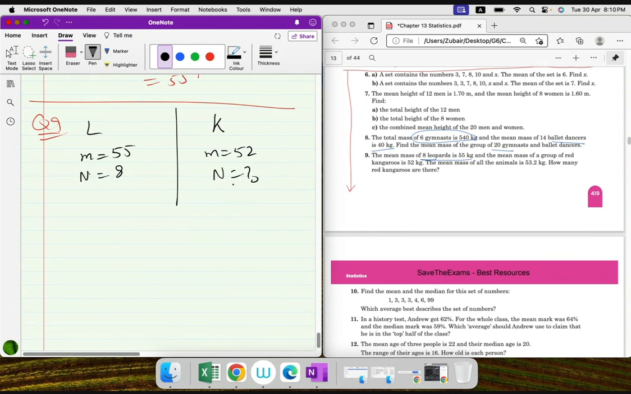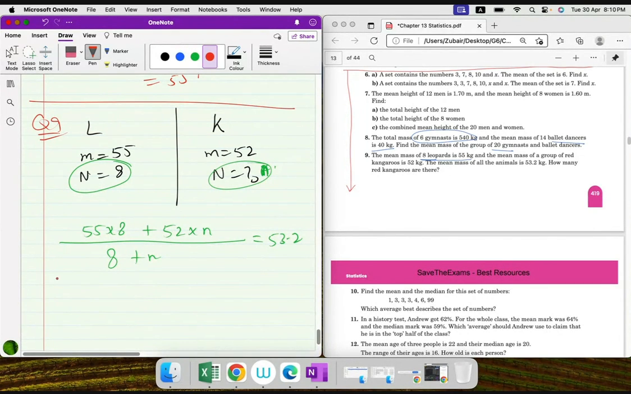Whenever we are talking about combined mean, we need to write the total in the numerator. So for the leopards, 55 into 8 will be the total. Let's say the unknown is x or n. The total for kangaroos is 52 into the total number of kangaroos, divided by the grand total, how many leopards and how many kangaroos there are. I'm using n for this. The combined mean is already given, that is 53.2.